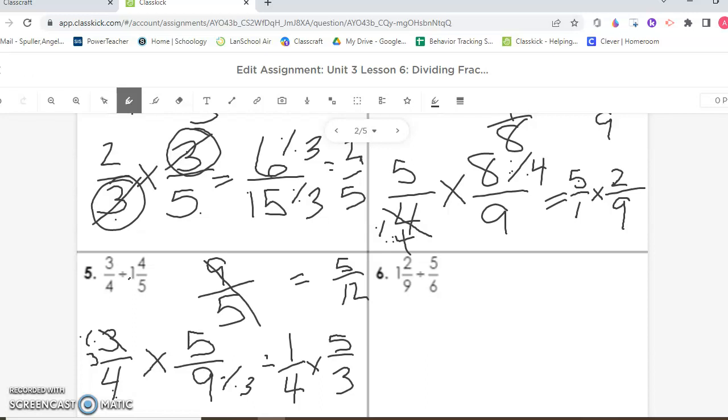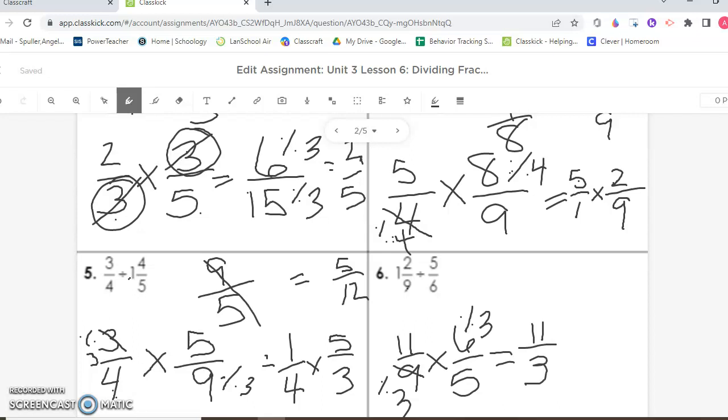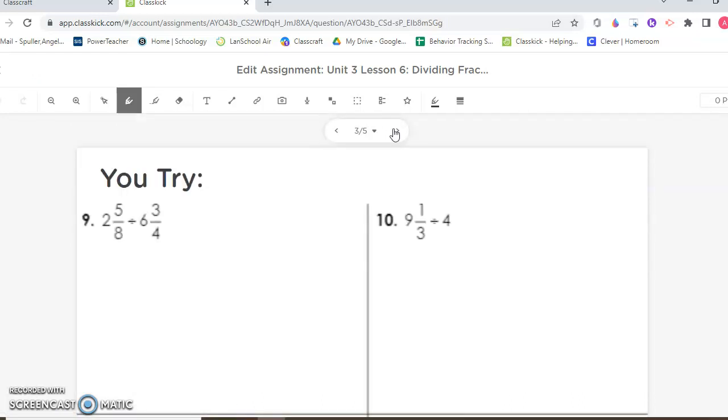Looking at number 6, I'm going to make this an improper fraction. So 9 times 1 is 9 plus 2 is 11. Ninths times, changing it, flipping it. Well, I can divide both the 6 and the 9 by 3. That gives me 11. 9 divided by 3 is 3, times 6 divided by 3 is 2/5. And this would equal 22/15. All right, I want you to pause the video right here, and I want you to go ahead and try this.